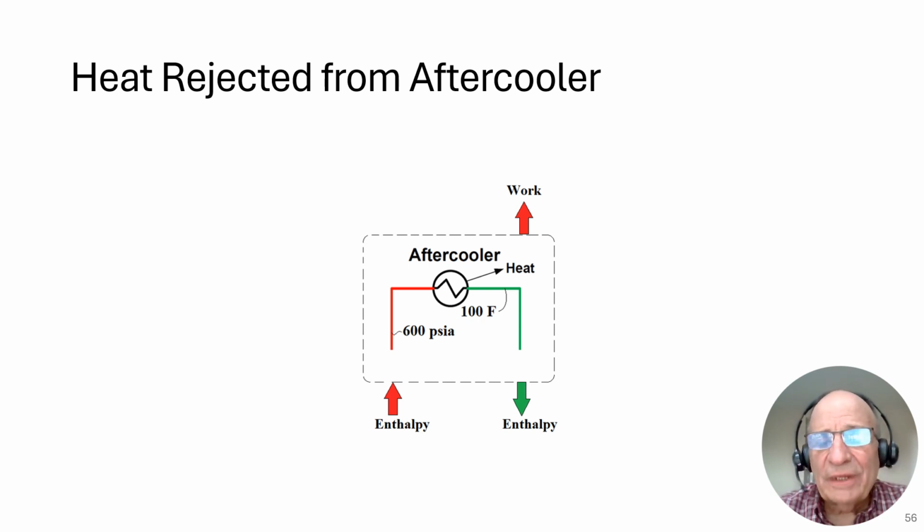For the aftercooler, we have a really easy computation. We know that the inlet conditions are 600 psi absolute and the temperature that we just computed in the real compressor. And we know that the outlet temperature is going to be 100 degrees Fahrenheit. We're neglecting pressure drops, so we know that the outlet pressure is going to be 600 psi absolute. So with that data, we can compute the amount of energy or heat that is rejected to the atmosphere.